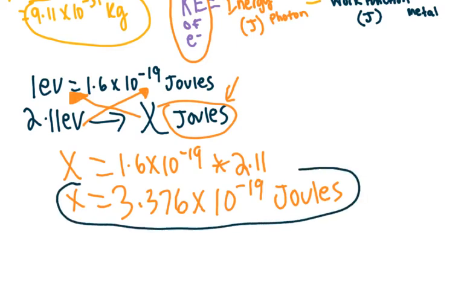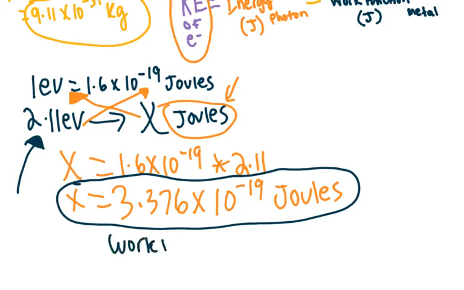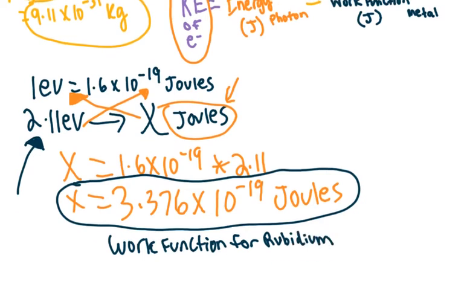We were given the work function of rubidium, our alkali metal, in electron volts right here, but we had to convert that into joules because the units for work function are joules. All right, so let's go ahead and label this. This is our work function for rubidium, our alkali metal that we're working with here. All right, sweet. So we got that now.